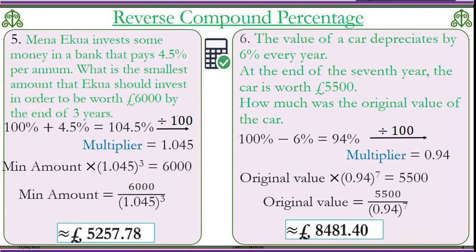and you have 8,481 pounds 40p. So that was the initial value of the car, and if it keeps falling by 6% every year, by the 7th year this will be the value of the car. So note, when it's reverse, it's always divided by the multiplier with the number of years inclusive. So this is what we call compound percentage in a reverse form. So our next 2 slides will be talking about typical exam style problem solving questions on compound percentage.